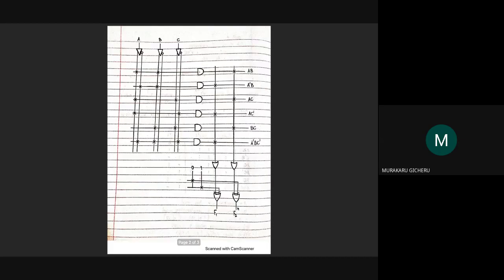And since the line for F2 is what will be complemented eventually, we will XOR F2's line with 1 to get not F2. So here F2 will be connected at 1, not at 0. Then eventually you'll get F1 and F2.